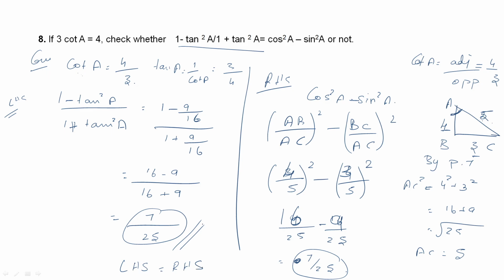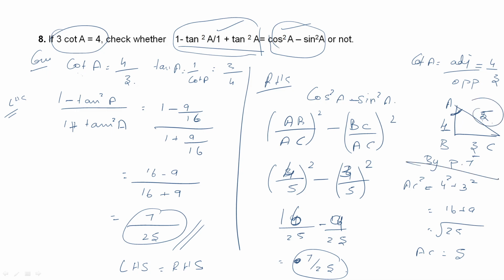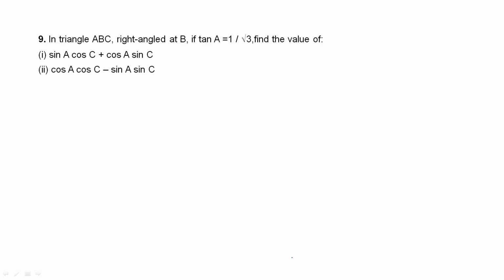So what we are doing, we are given only cot A. We have to find whether this is true or not. For finding out, we are just solving the left hand side separately and the right hand side separately. For that you will make a triangle with the unknown value. We find the unknown value by using Pythagoras theorem and then substitute the corresponding ratios and do the calculations. If the value on both sides is equal, then it means it is true. That's what we have proved now.